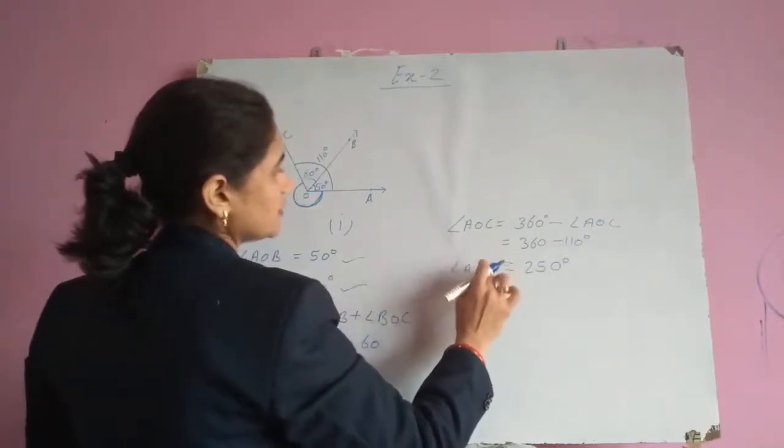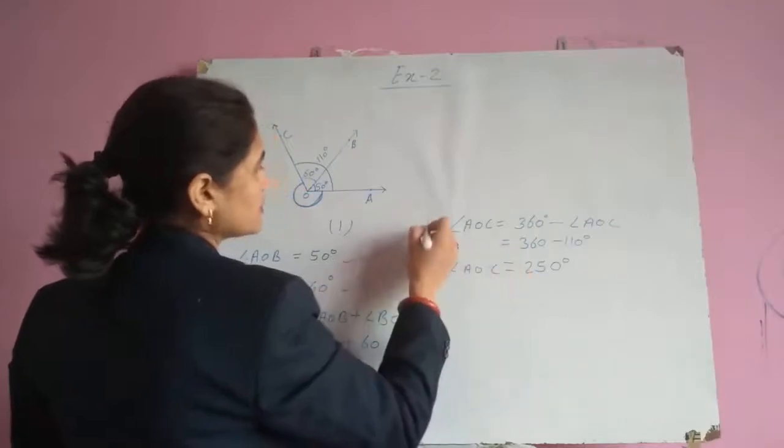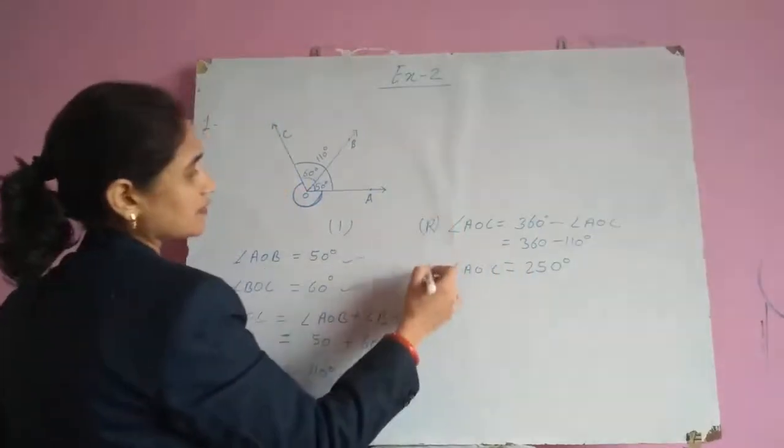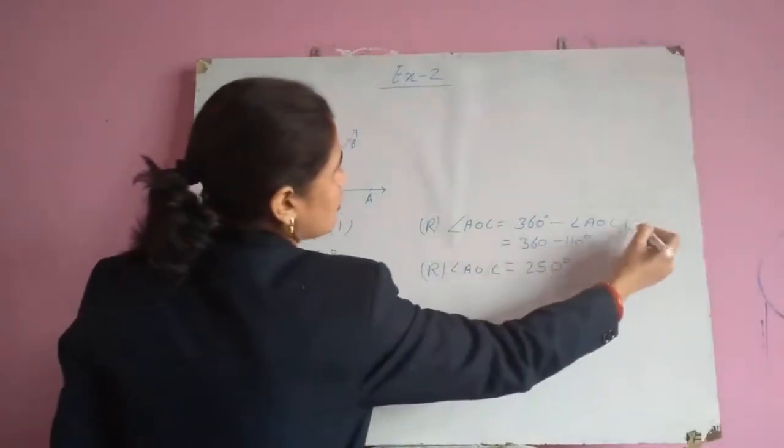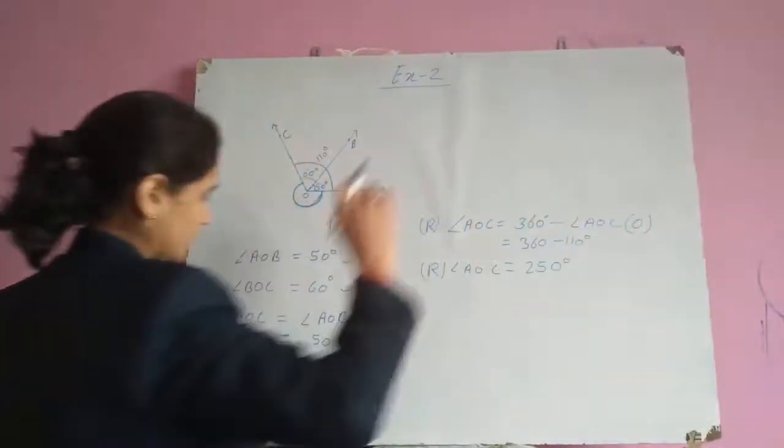To find out the difference, I am writing R here for the reflex. This is the reflex angle AOC, and this one is the obtuse angle AOC.